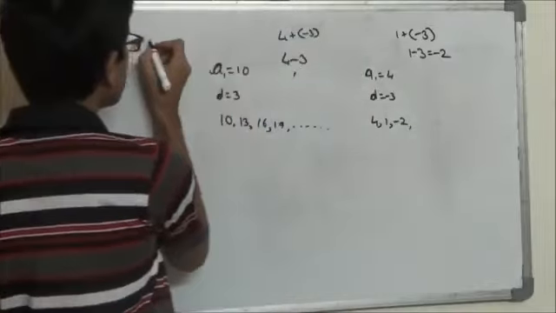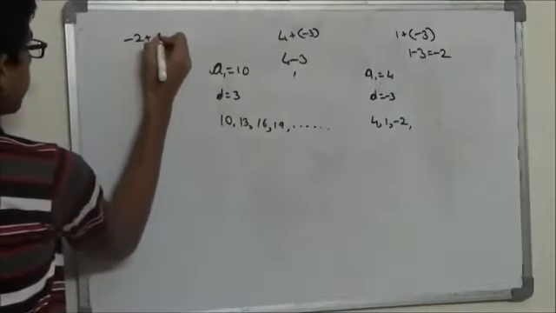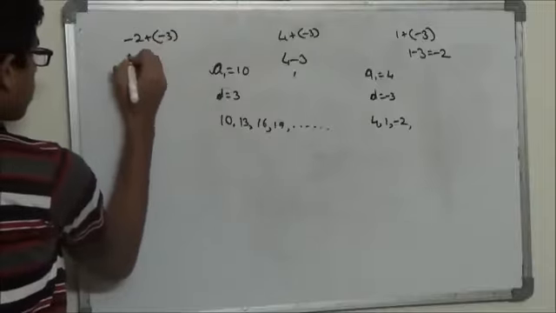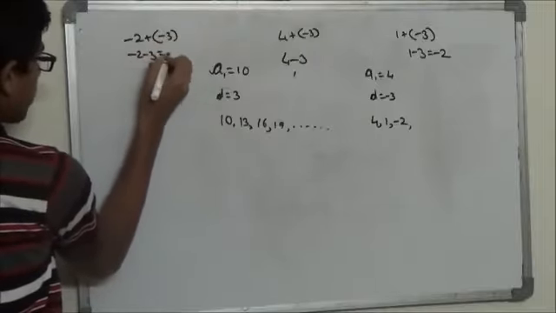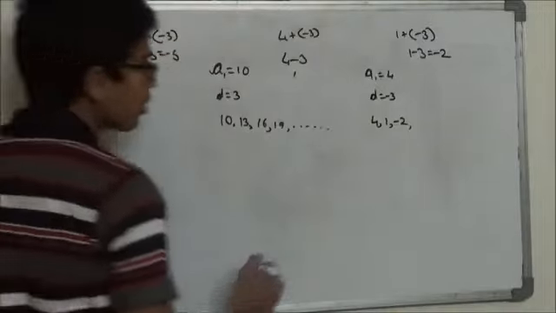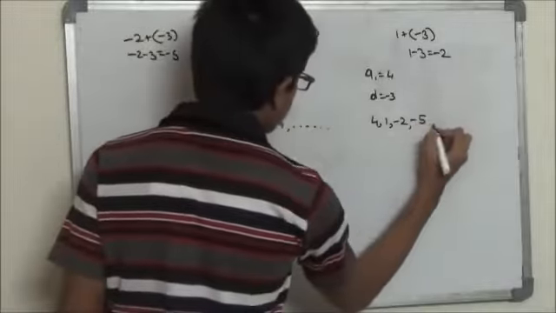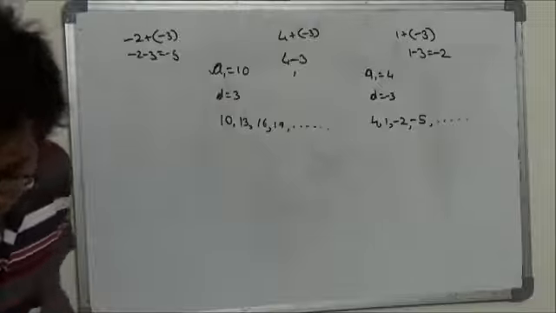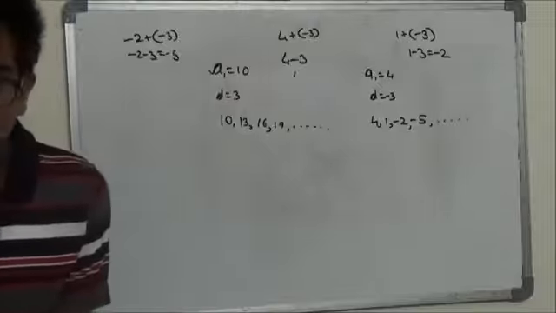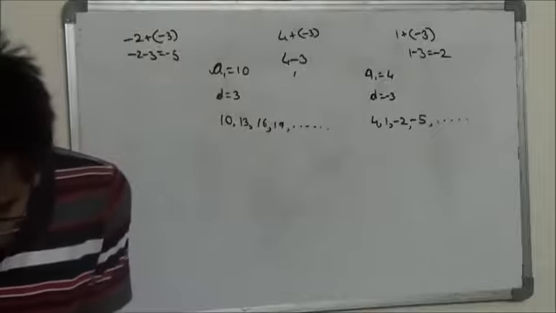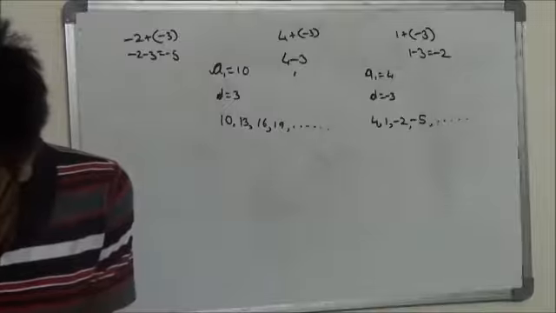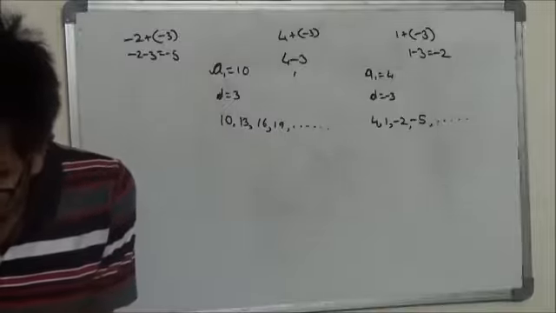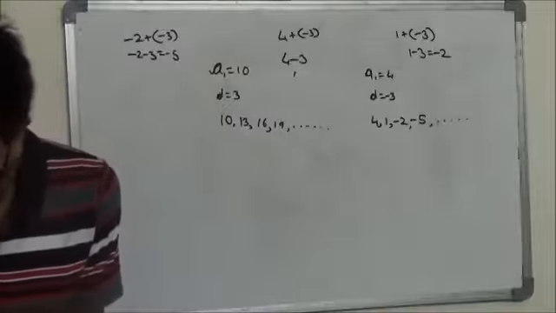And next one is minus 2 plus minus 3. Minus 2 minus 3 is equal to minus 5. So next term is minus 5 and it goes on. So this is the required AP. Now we will go to the next sum. It is write an AP whose first term and common difference are minus 1.25 and minus 0.25 respectively.